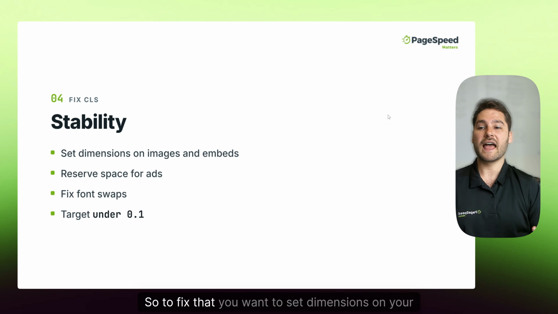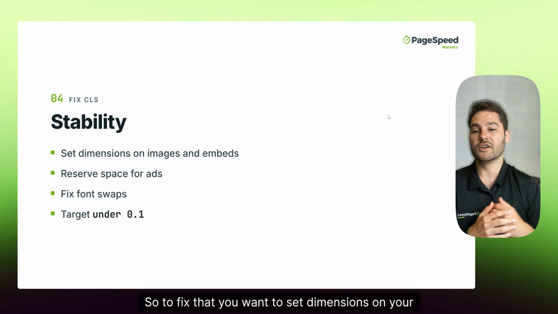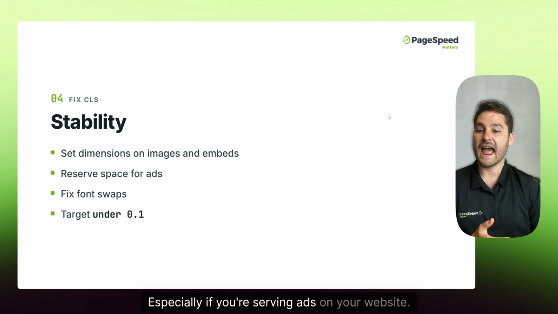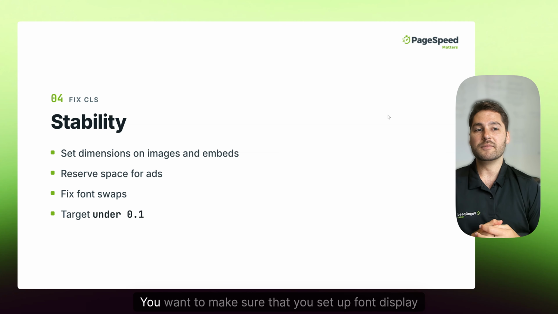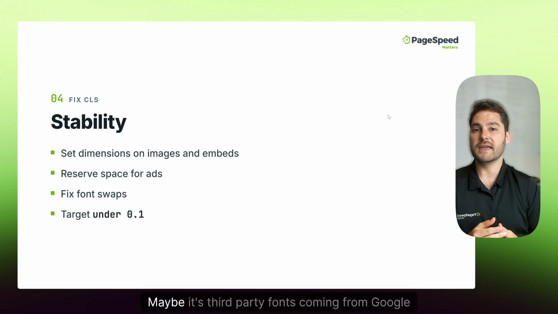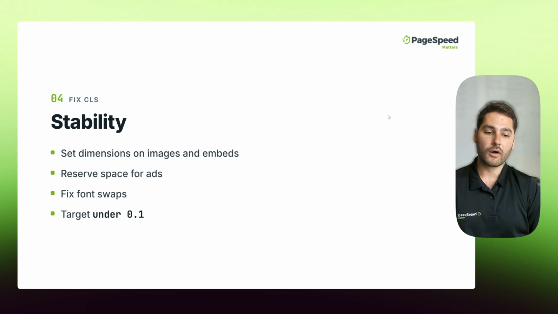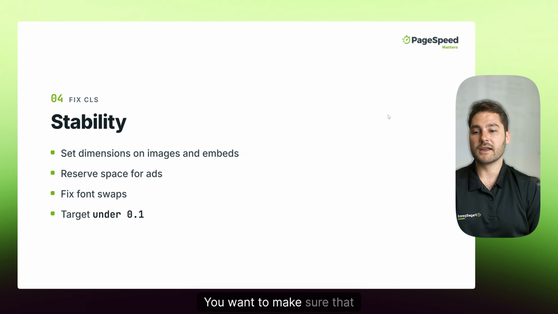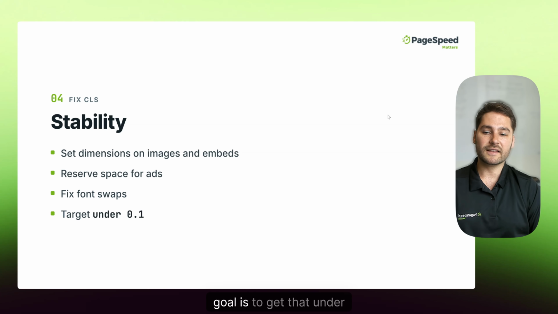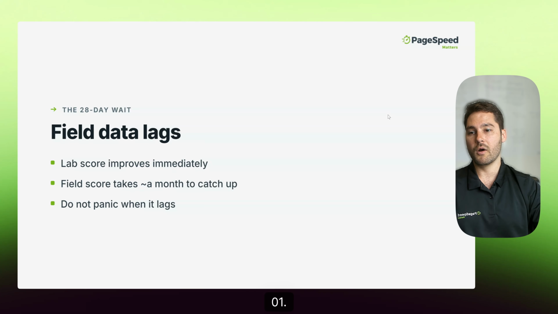So to fix that, you want to set dimensions on your images and your embeds, especially if you're serving ads on your website. You want to make sure that you set up font-display swap for your fonts. Maybe it's third-party fonts coming from Google, or another font service. You want to make sure that it serves a proper version of that font and the swap is instantaneous. The goal is to get that under 0.1.